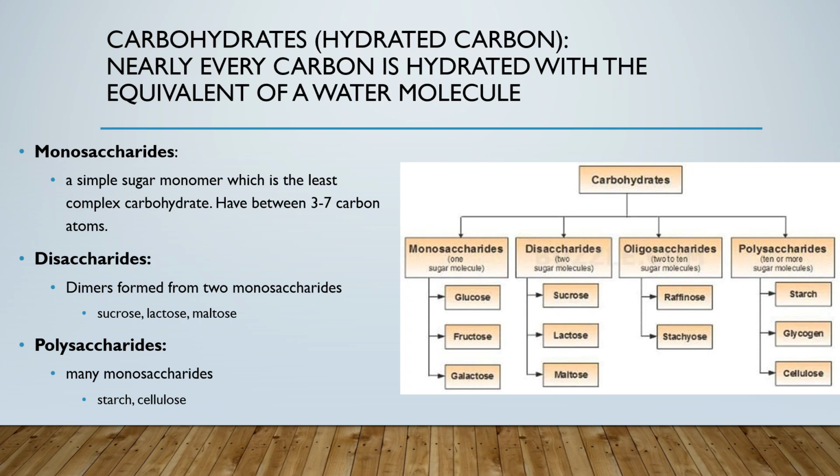Disaccharides are dimers formed from 2 monosaccharides bound together. Examples include sucrose, lactose, and maltose. Polysaccharides are long chains made from many monosaccharides linked together. Examples include starch, cellulose, and glycogen.